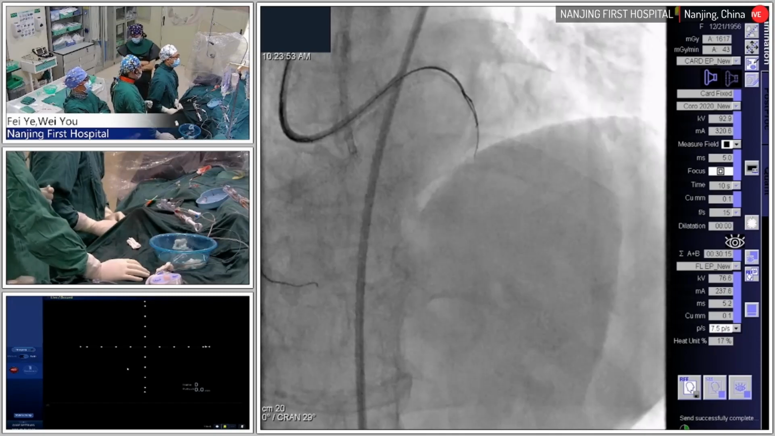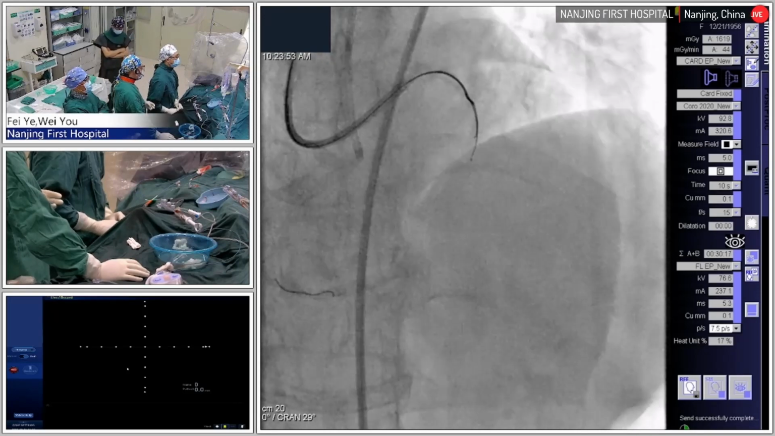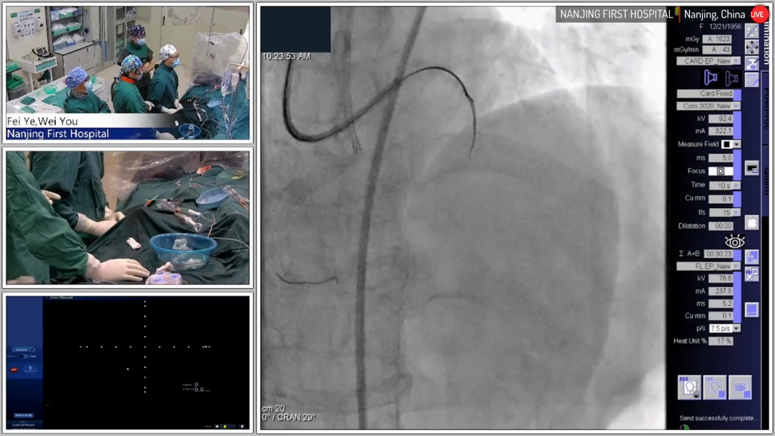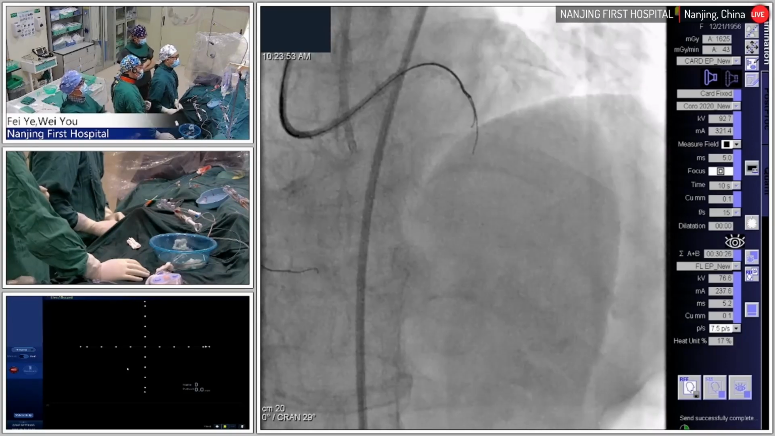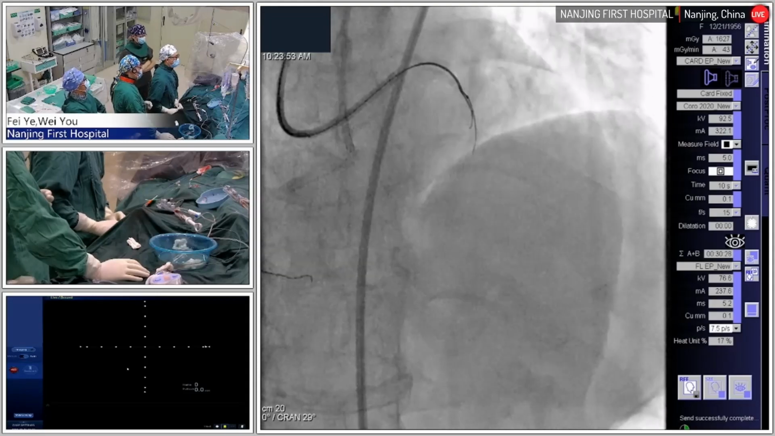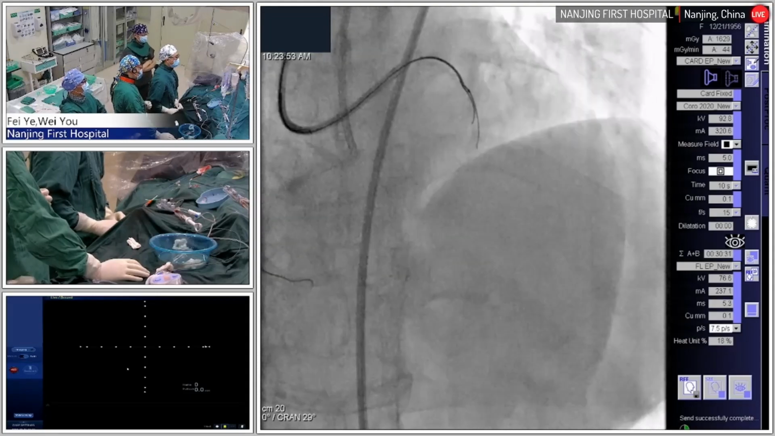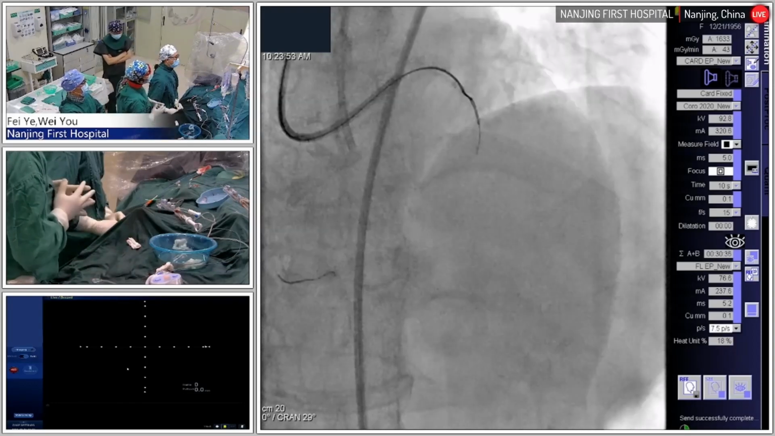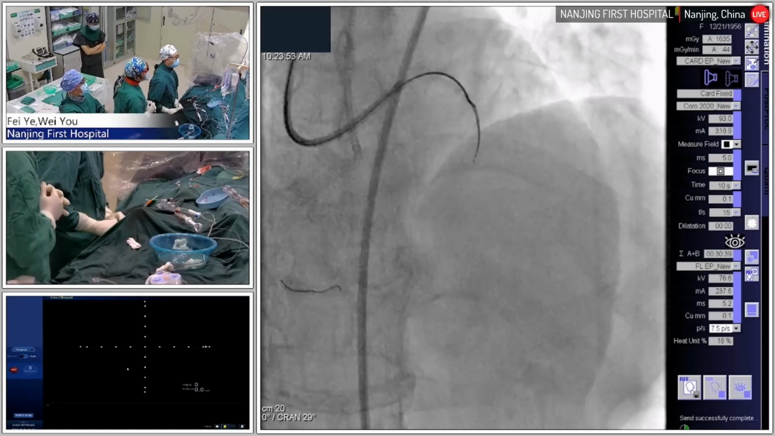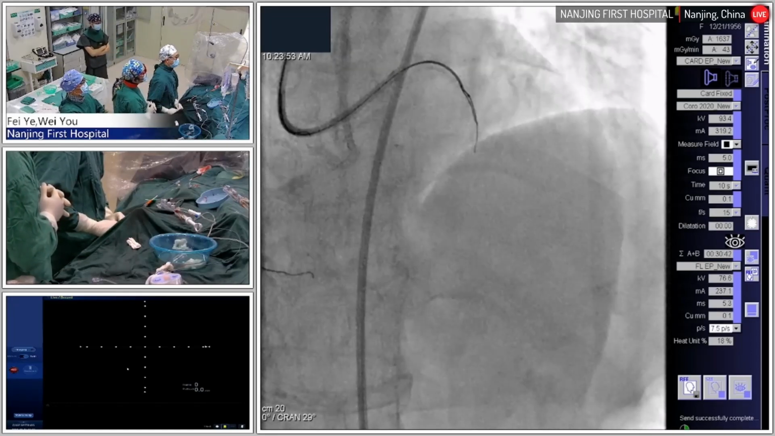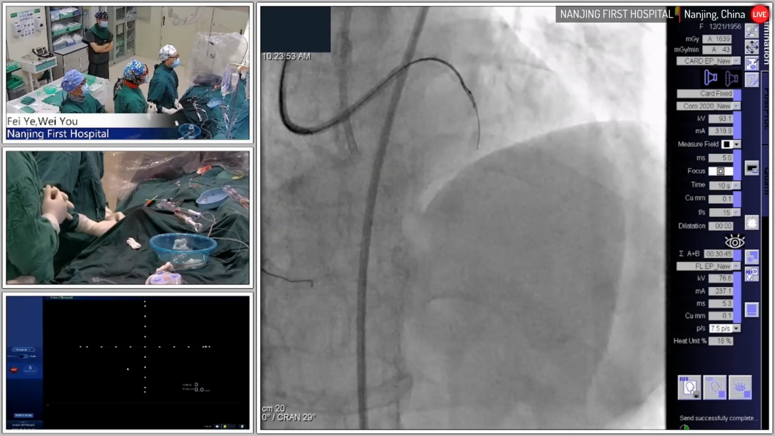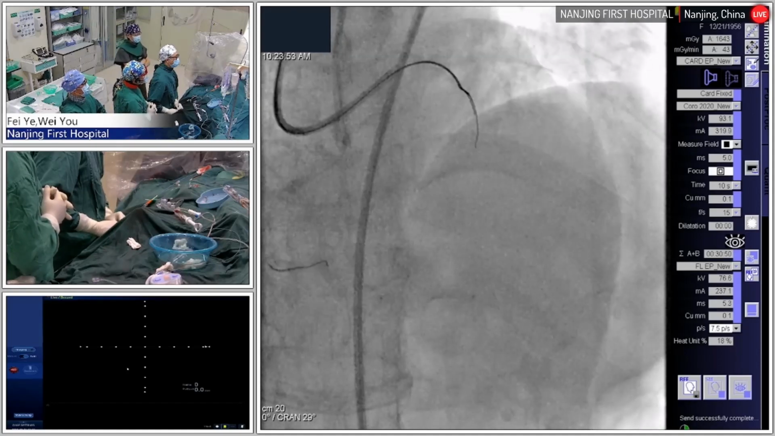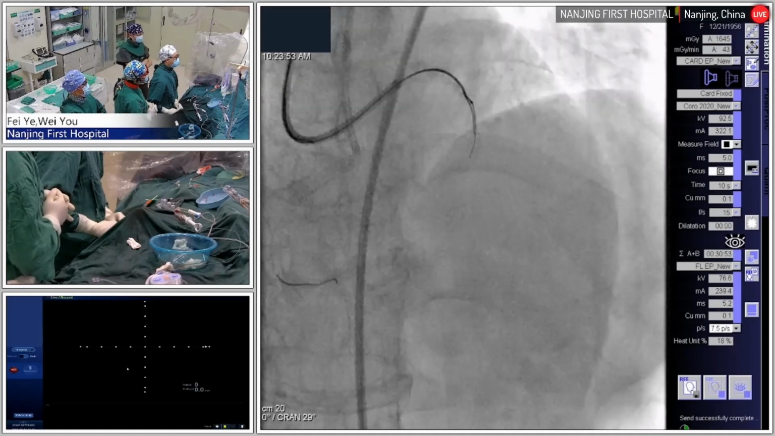For this case, retrograde wire from the RCA was impossible. We cannot see any collateral from the PDA to the LAD. Yes, the contralateral is not good. The septal collateral from the circumflex is not suitable for a retrograde wire tactic. So the antegrade wire tactic is very important and a very challenging procedure for this CTO lesion. It's quite difficult because the proximal vessel is very tortuous and calcified. We can also see the CTO score is very high.